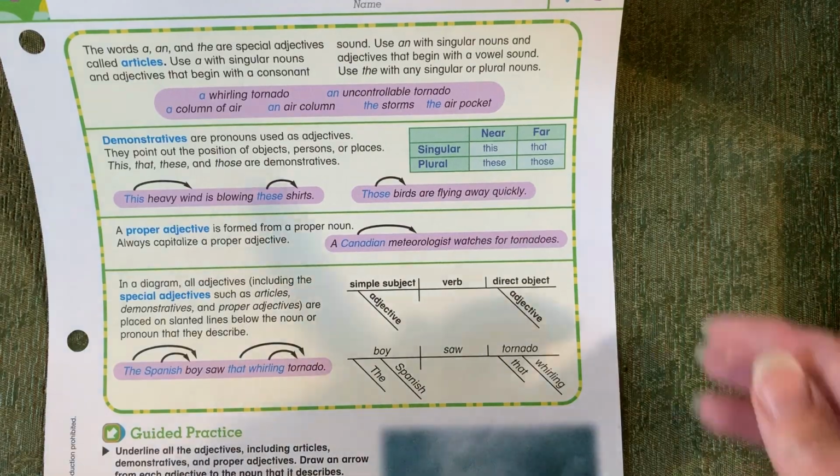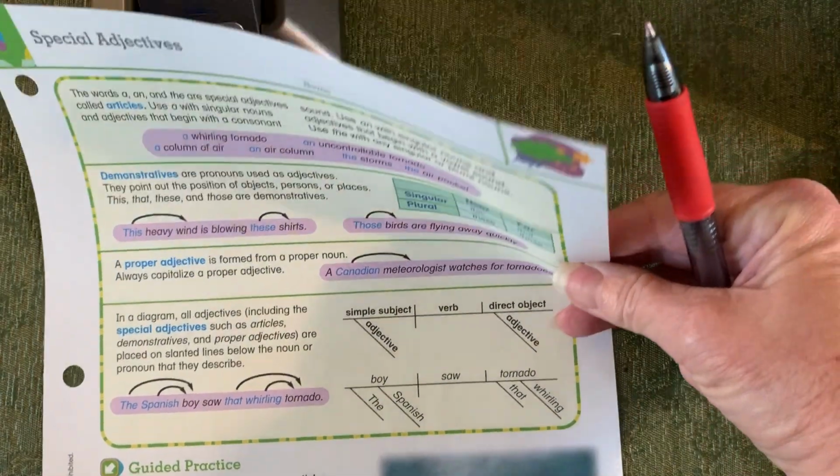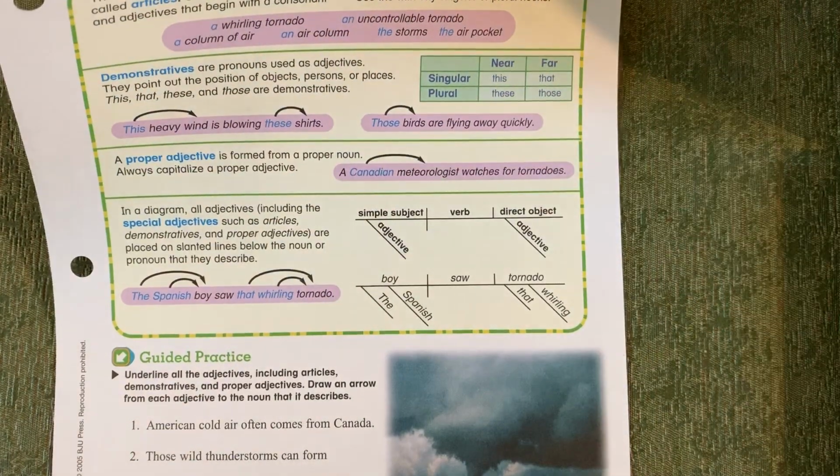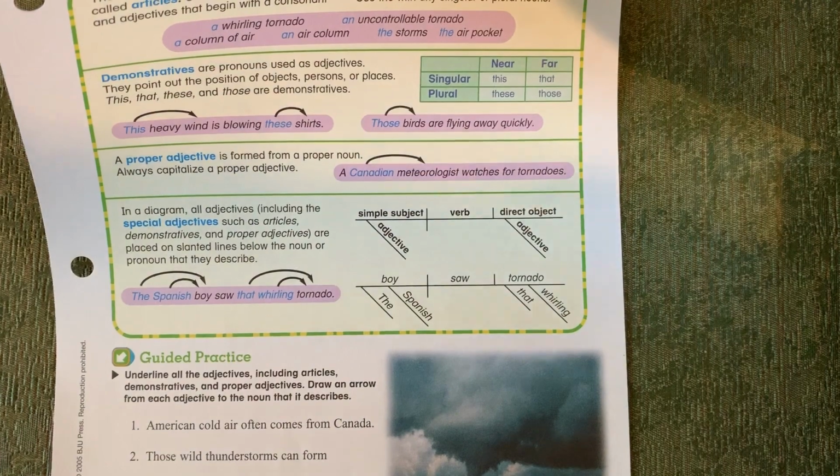All right, let's take a look at the guided practice. They want us to underline all the adjectives, including articles, demonstratives, and proper adjectives, and draw an arrow from each adjective to the noun that it describes. Okay, so let's look at sentence number 1. American cold air often comes from Canada.